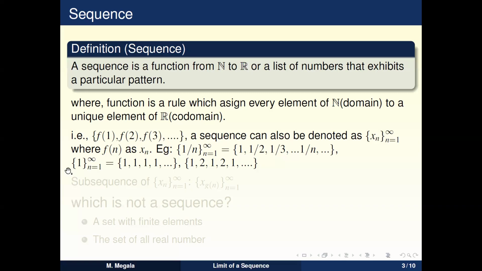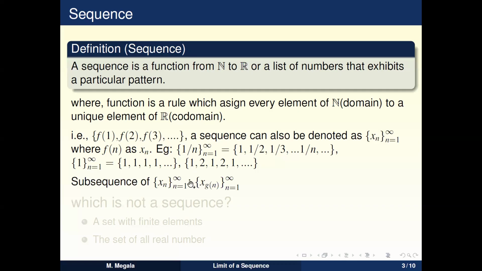Now, this is a constant sequence. It maps every element to the entry 1. This is also another example of a sequence. Now, we'll see what is a subsequence.